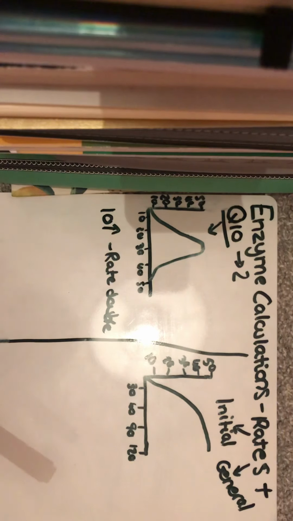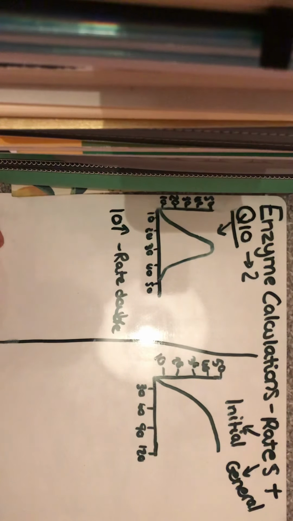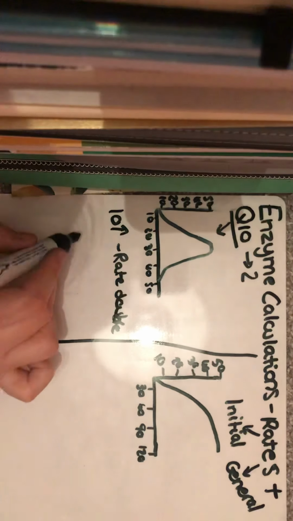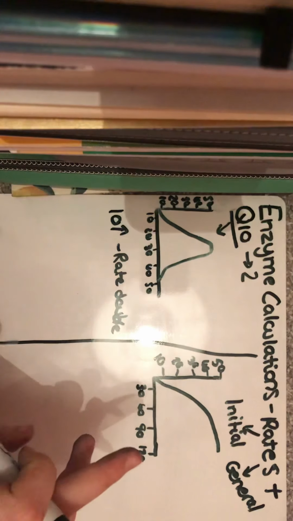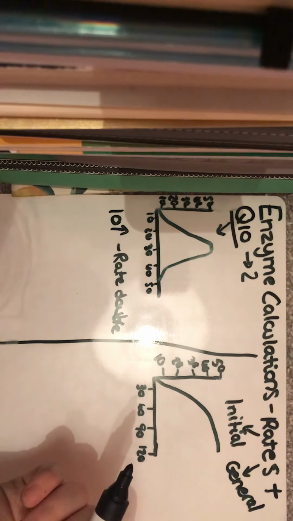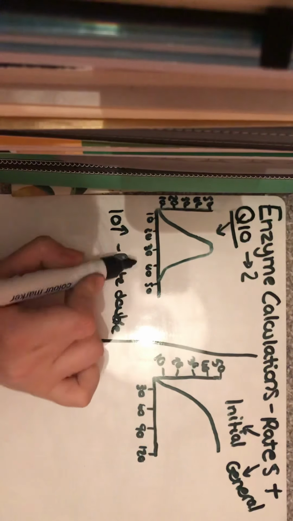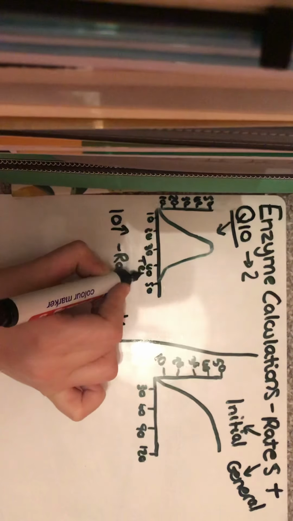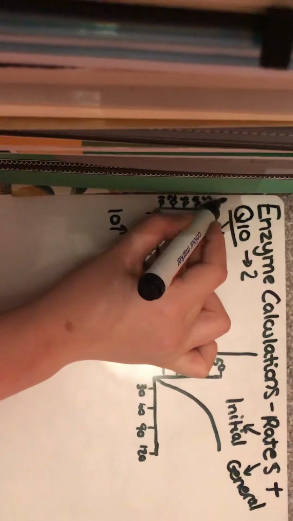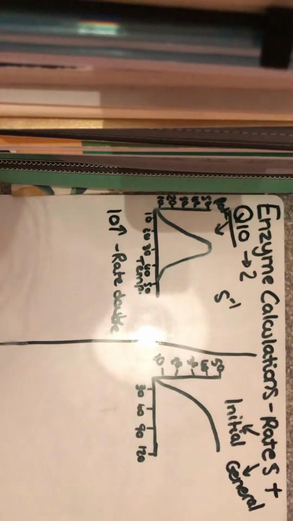And the equation for calculating Q10 is the rate at the higher temperature divided by the rate at the lower temperature. So for example, this is my axis, this is temperature here, and this is my rate. Rate of reaction is measured in s⁻¹, by the way.